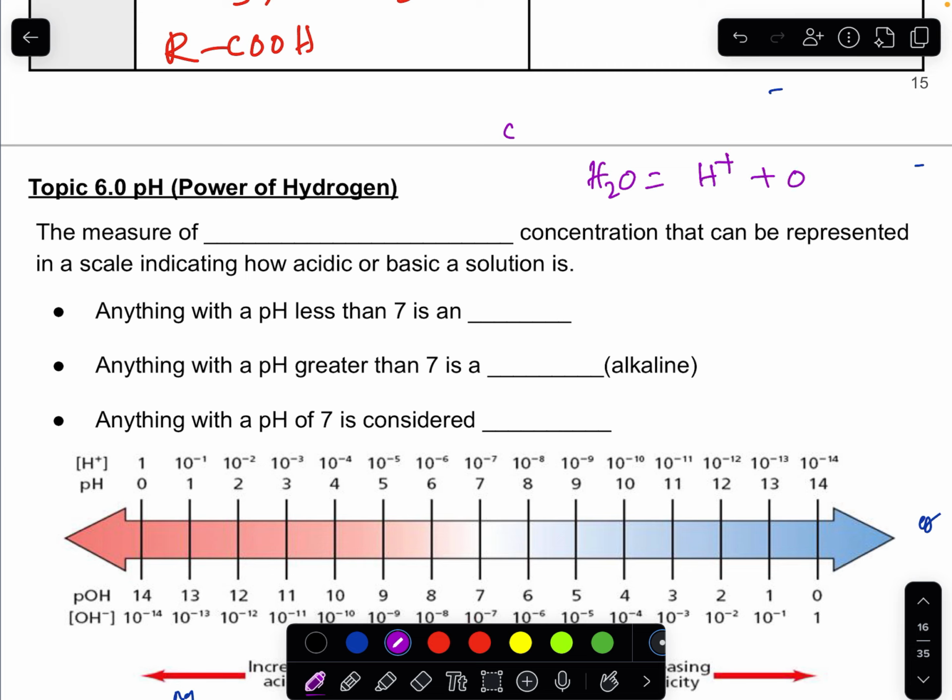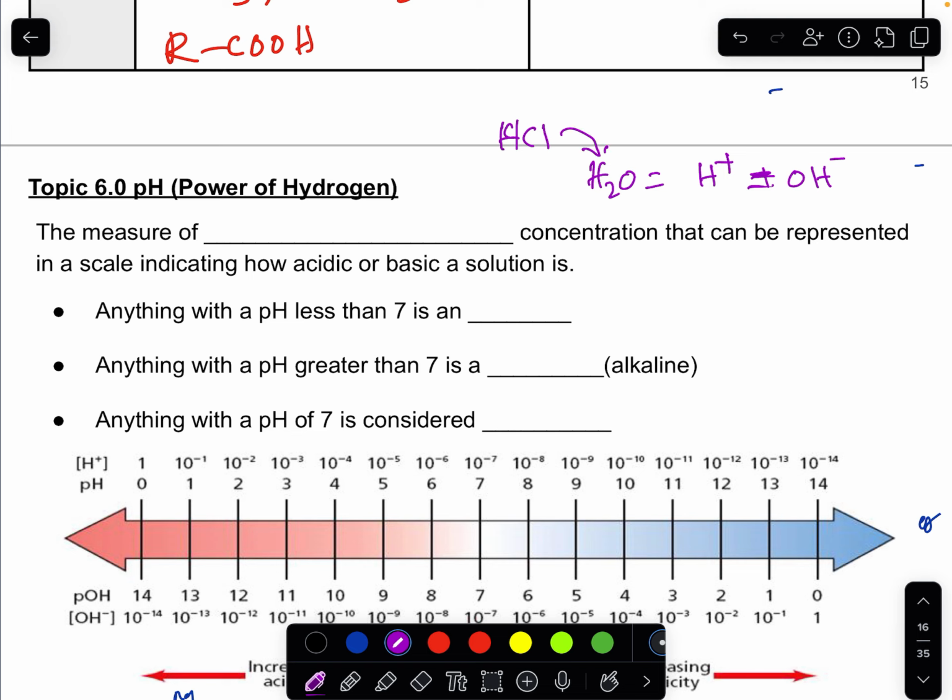Hydrogen ions and an equal number of OH minus ions. Okay, since they are equal, water is considered a neutral compound. Okay, so if you are adding hydrochloric acid into water, what will happen?